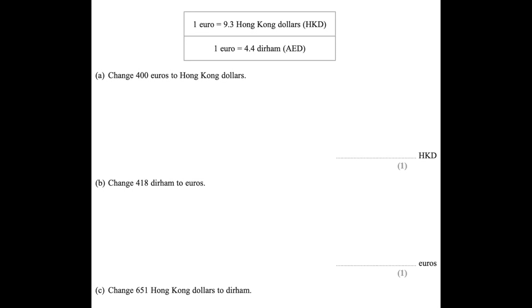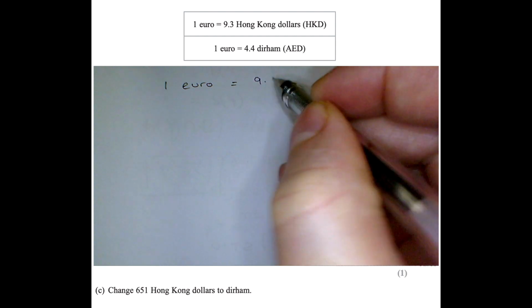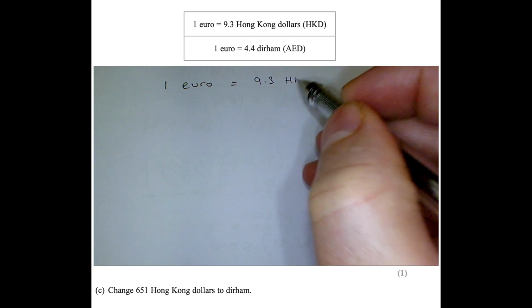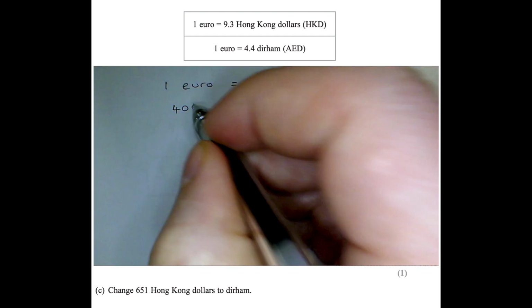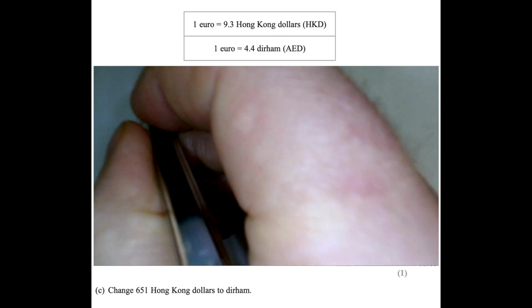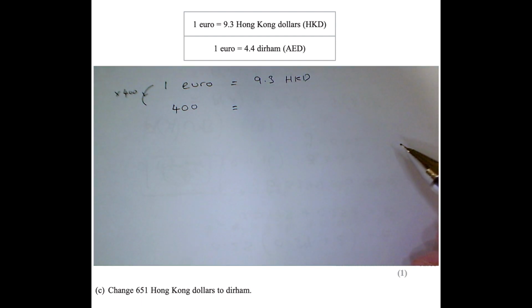Okay, so here we have a currency conversion, money exchanger, one of the more practical kind of questions that we get in the GCSE. We're going to change 400 euros into Hong Kong dollars, aren't we, to start with? So what I would do is I'd write down the conversion rate, euros to dollars, and then I'm going to write down underneath how much money I have on one side. So I've got 400 euros. And that means that to get from 1 to 400 I need to multiply by 400.